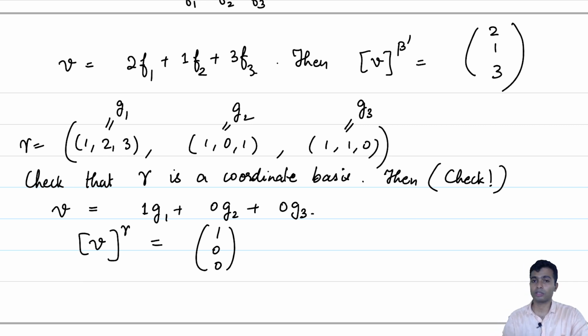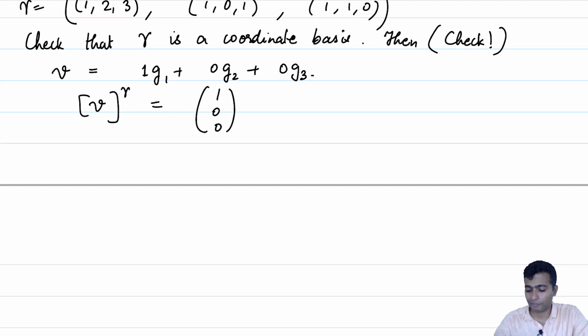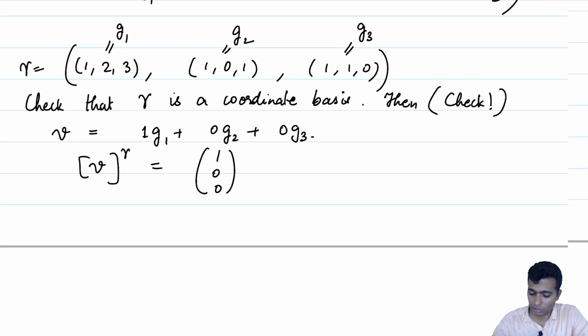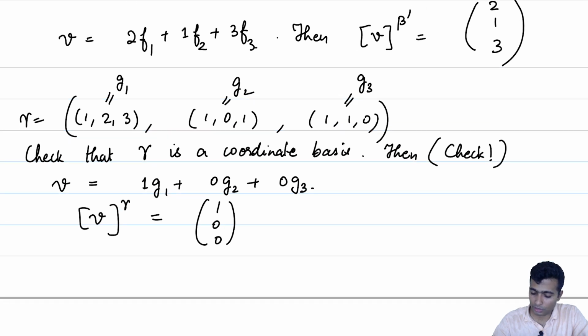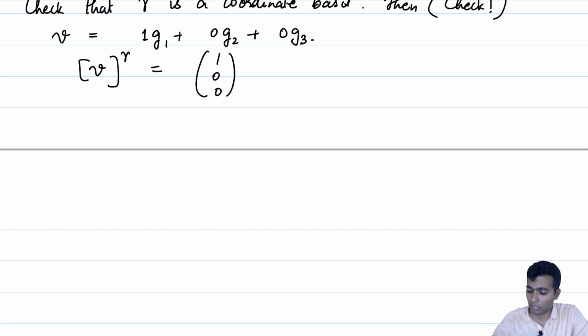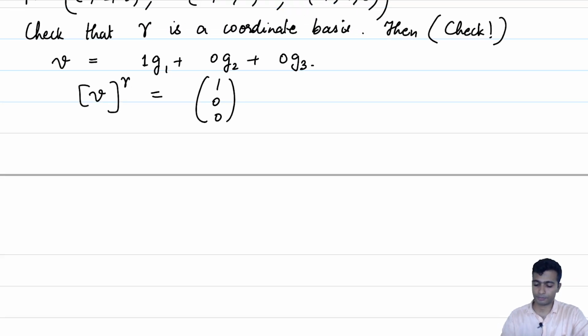So, as you can see, based on the choice of our basis, the coordinate vector of the given vector with respect to the basis will turn out to be quite varied. In this case it was 1 2 3, it was 2 1 3. In the second case, when we picked gamma to be 1 2 3, 1 0 1 and 1 1 0, it turned out to be 1 0 0. So, it changes quite a lot. The order of the basis does contribute a lot. So, let us look at more examples. Another example.